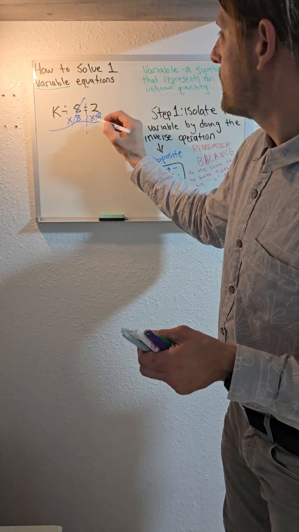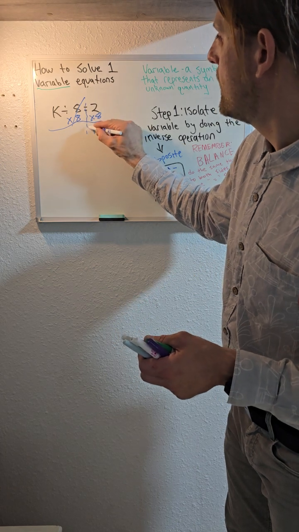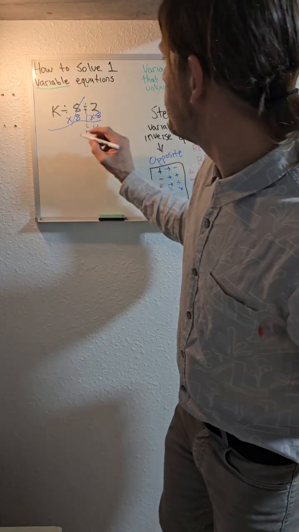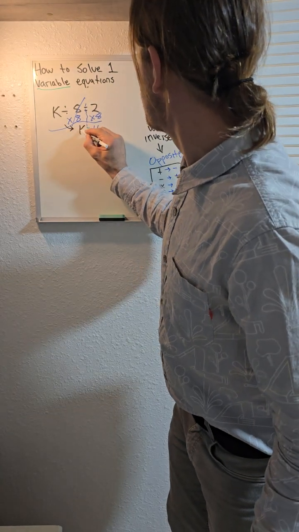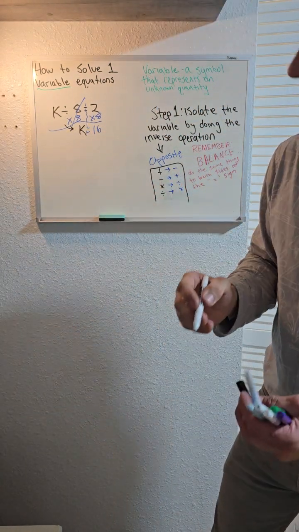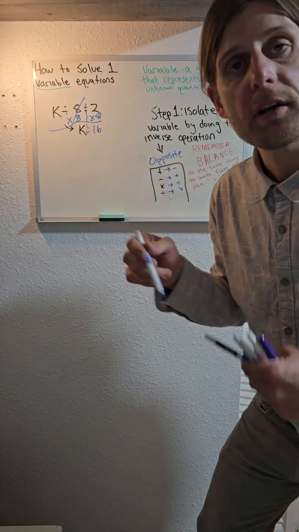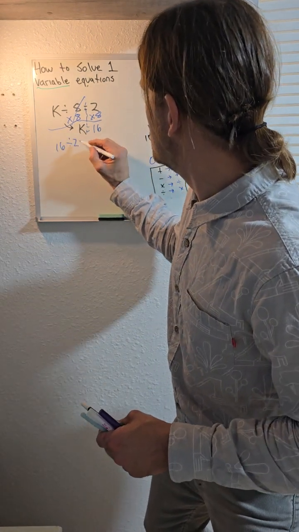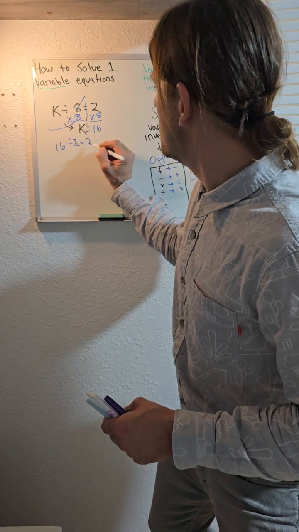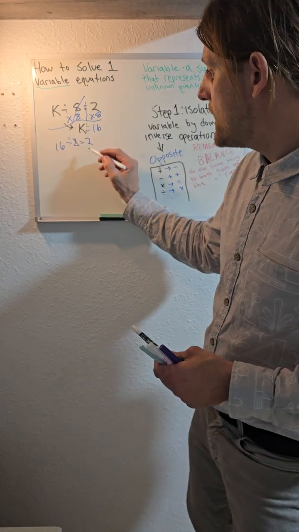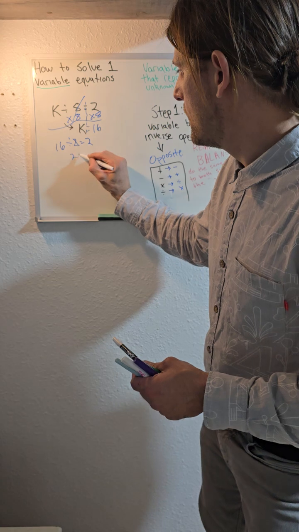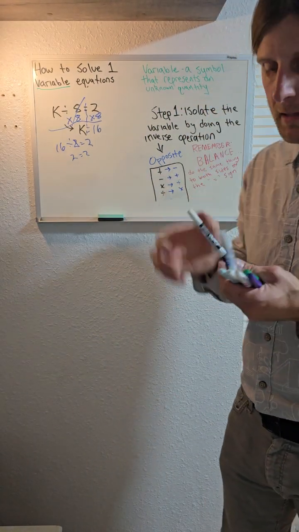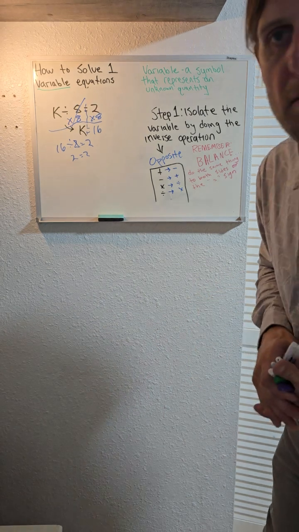Our 8's cancel. 2 times 8 is 16. And drop our k to give us k equals 16. Let's go ahead and check our work. Does 16 divided by 8 equal 2? 2 does equal 2. Let's do one more.